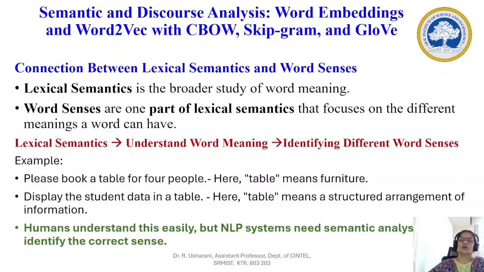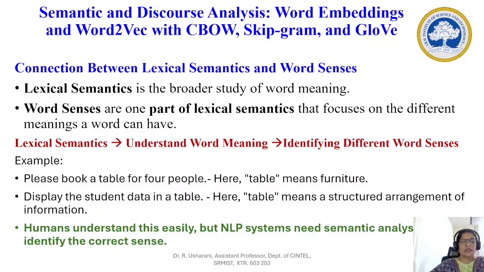Okay, so what's the connection between lexical semantics and word senses? Here, lexical semantics is the broader study of word meaning. On the other hand, word senses are the part of lexical semantics that focuses on the different meanings a word can have. So, lexical semantics helps us understand word meaning, and next, identifying different word senses.